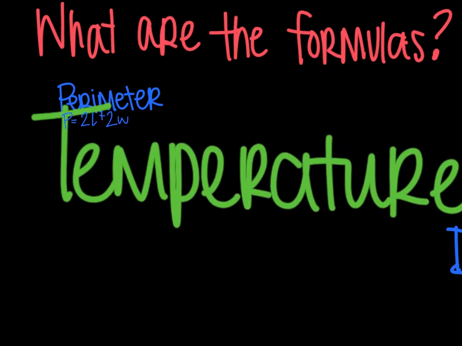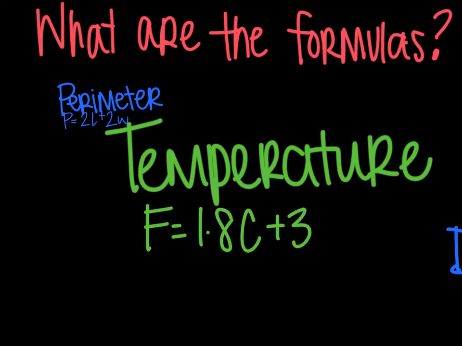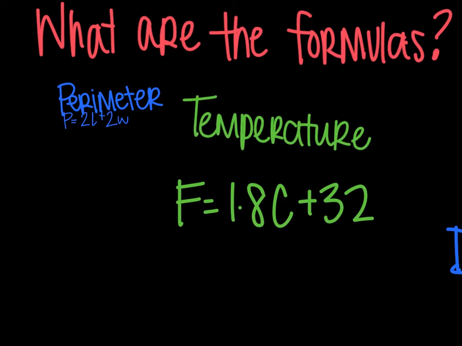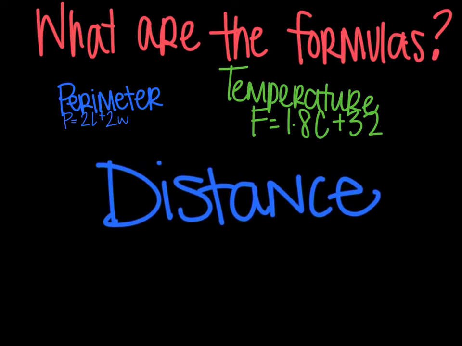The second one is temperature. We will be working with temperature. Your formula to find the Fahrenheit temperature is F equals 1.8 times Celsius plus 32. So whatever your Celsius is, multiply that by 1.8 and then add 32. That would be your temperature converting from Celsius to Fahrenheit.